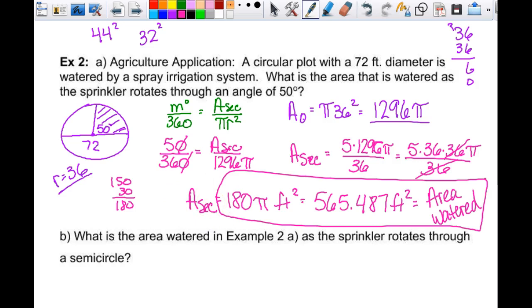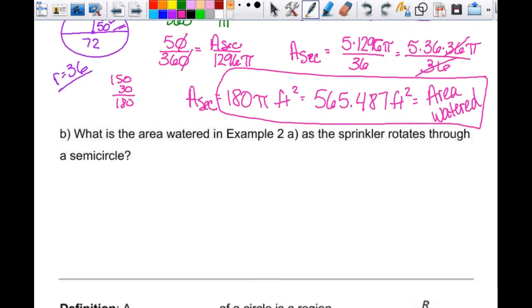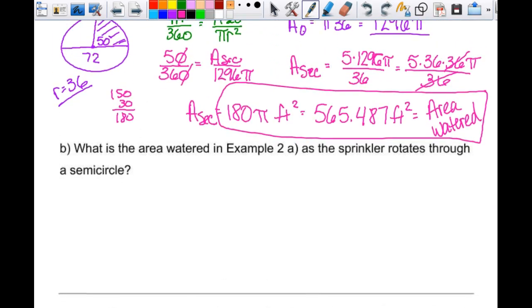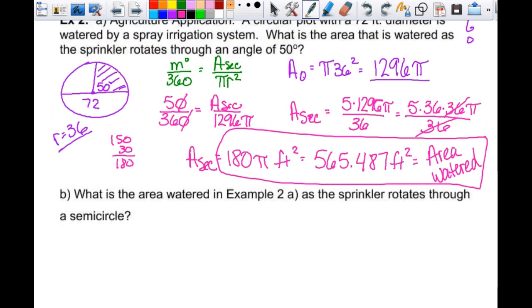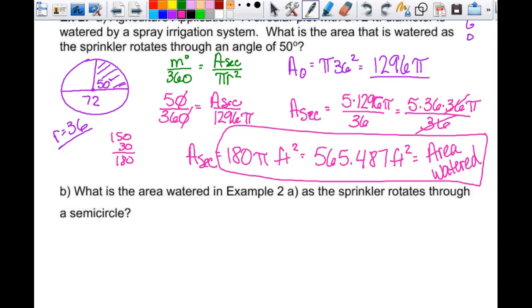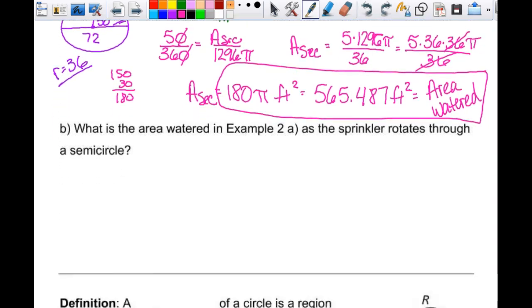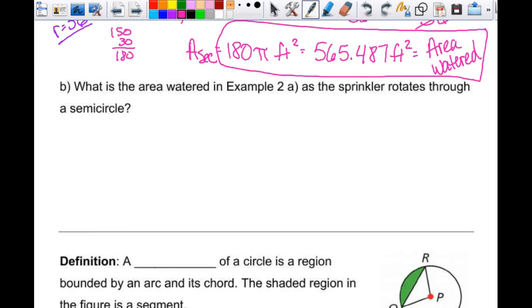All right, so then it says, what is the area watered in example 2a as the sprinkler rotates through a semicircle? So same sprinkler, same area of the circle and everything. What changes? It's going more. So we know our answer should be more because it's a bigger angle. And so all that's really changing is the measure of the arc. So what's the measure of the arc? 180. So this is 180, and that's equal to the area of the sector that I'm looking for over the whole thing, which is 1296 pi.